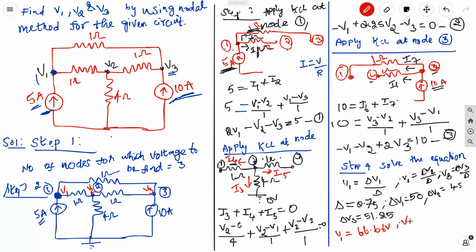Then V2, yes, V2 60 volt. Good. Then finally V3, yeah, 68. Yes, 68.2 or 3 or 4. Okay, 68.23. Sorry, 68.33 volt. Okay, this is the answer.